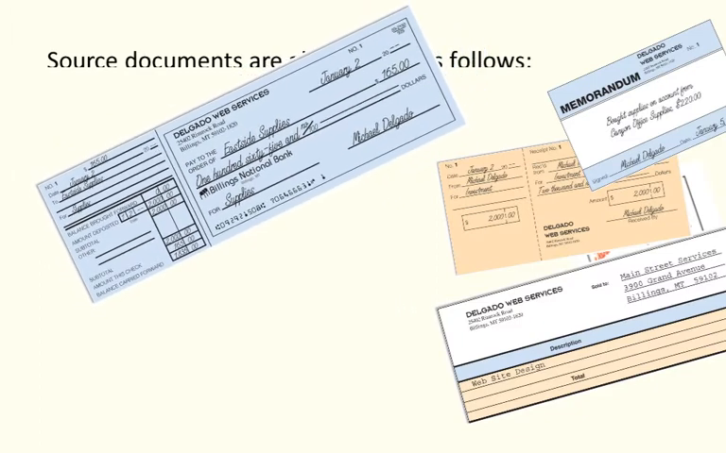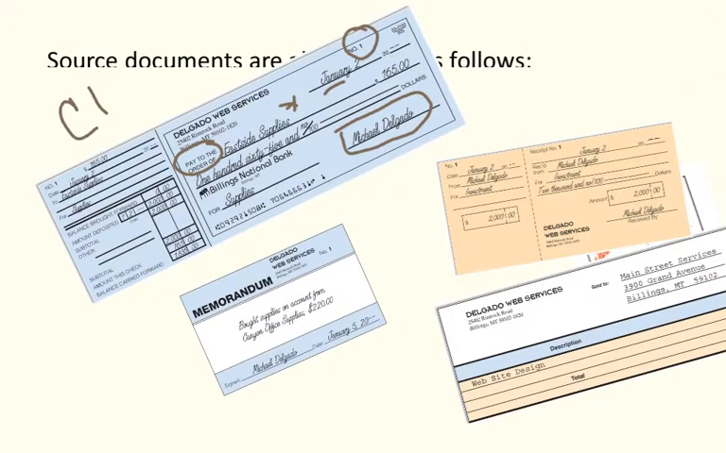So if you look at this document from Delgado Services, it's a check. Pay to the order of, which means it's a check. It is signed by the owner of the company, Michael Delgado. We have paid for what? You got it, supplies, on January 2nd, and the check number is 1. So if we were doing this transaction, our source document number would be C1.